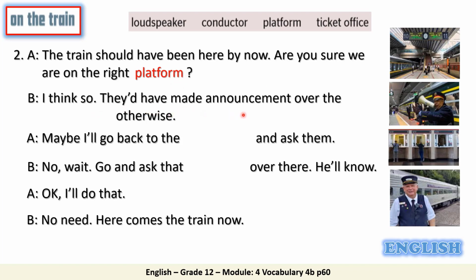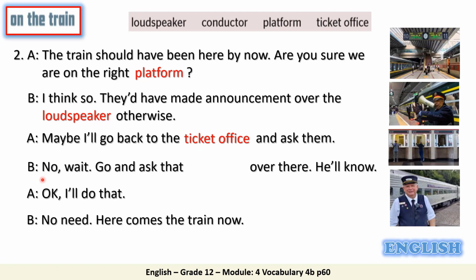He says, I think so. They would have made an announcement over there, to make an announcement like this man over here, using what? Using a loudspeaker. This is a loudspeaker. So I think so. They would have made an announcement over the loudspeaker otherwise. You say, maybe I'll go back to the and ask them. So he wants to go back to the, what is this part? Exactly, it's the ticket office.